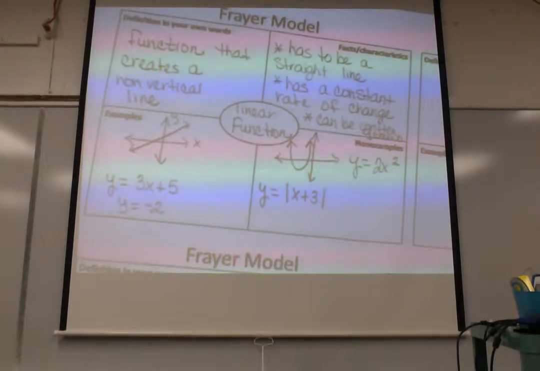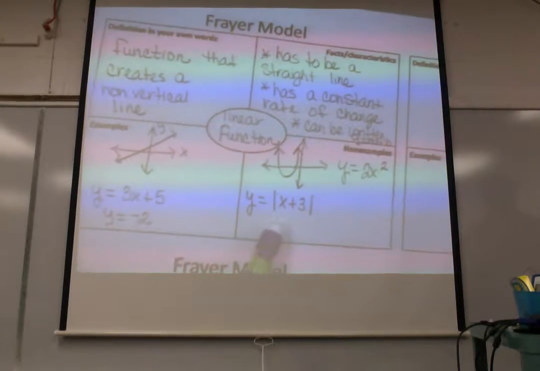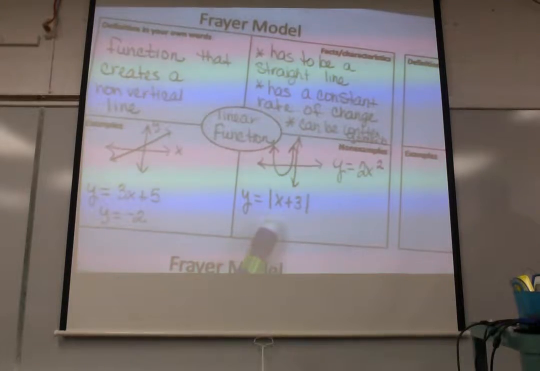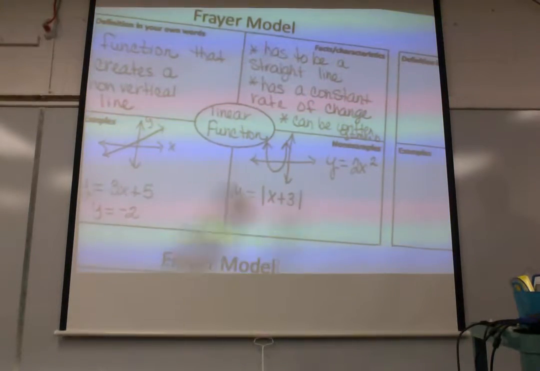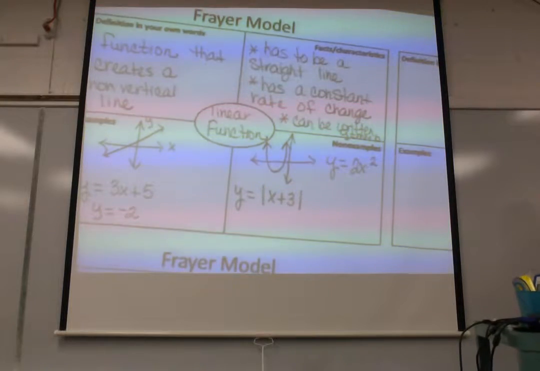So if you come across an equation, you should be able to look at that right away and say, if it has absolute value, is it going to be linear? Nope. So there's a couple extra examples.